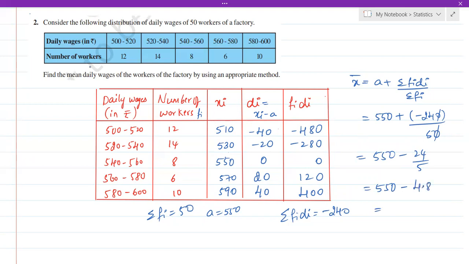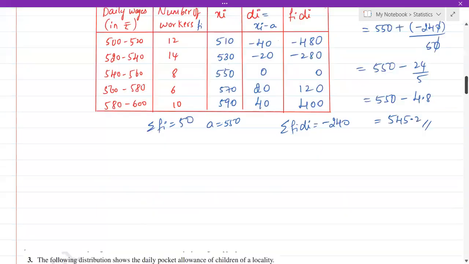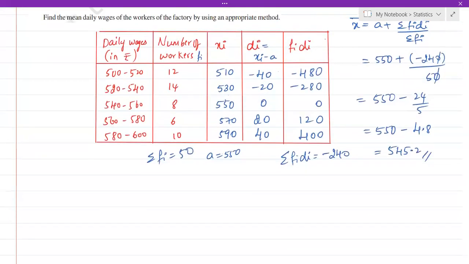So 550 minus 4.8 becomes 545.2. Okay, so that's the mean. So the mean daily wages of workers will be 545.2 rupees. Therefore, the mean daily wages will be rupees 545.2. Okay, so let's get into the next question.